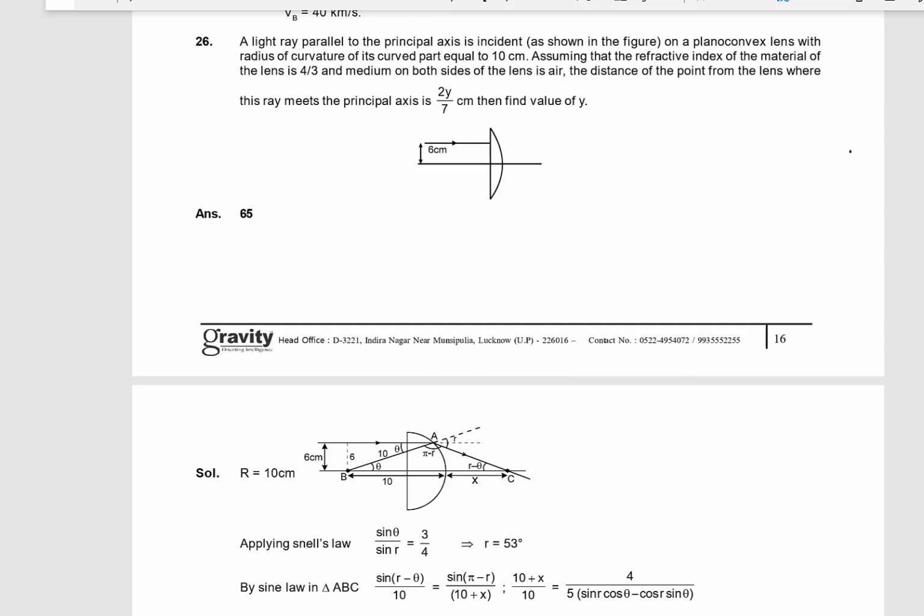Okay, moving on to the next question, 26th question. In this question there is a slight problem with the diagram. The lens which is shown is not a thin lens. It is actually a complete sphere like structure, something like this. This is a complete hemisphere, right? And the ray given is at a distance of 6 centimeter. So definitely this is not a paraxial ray, right?